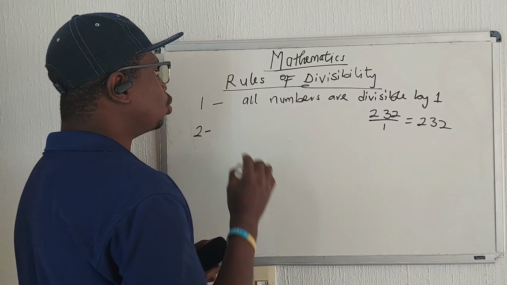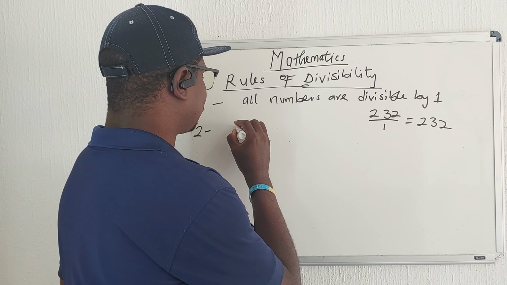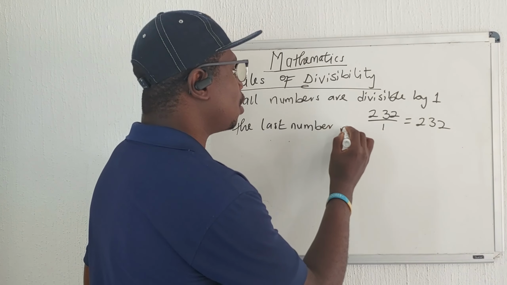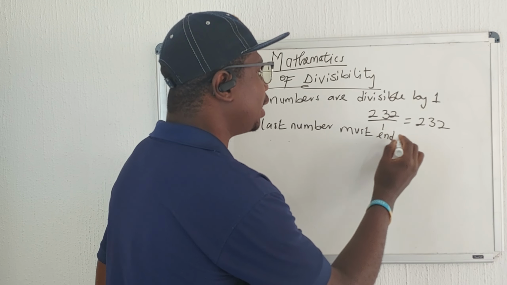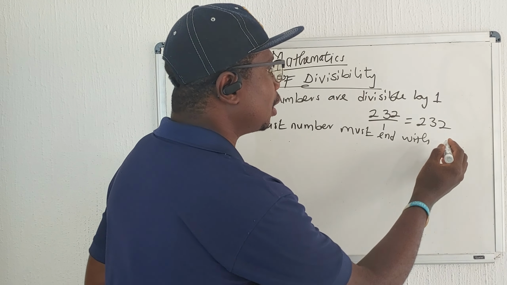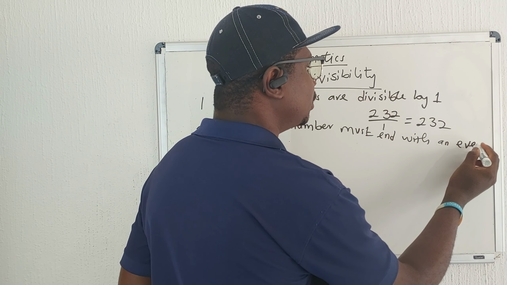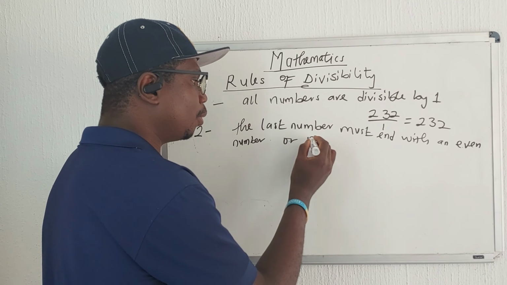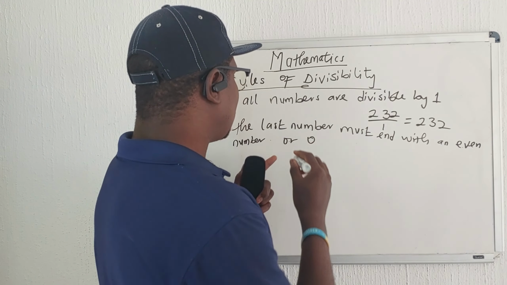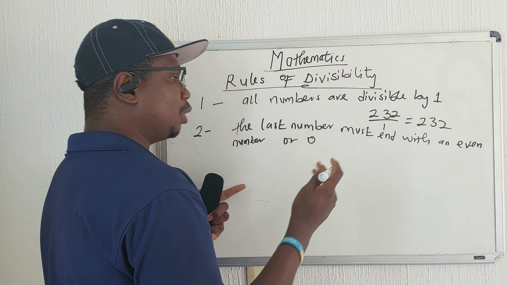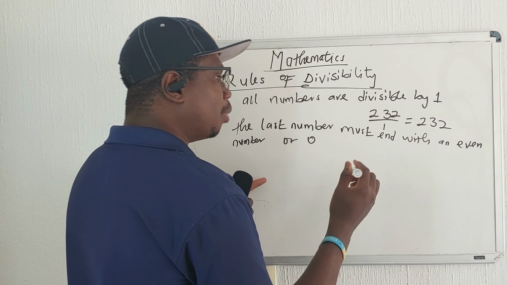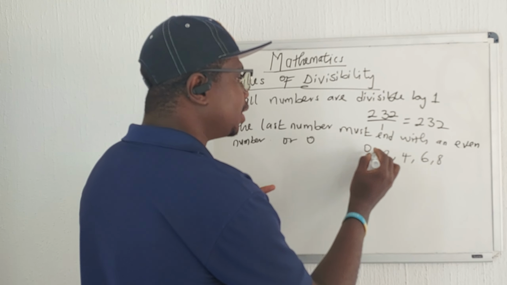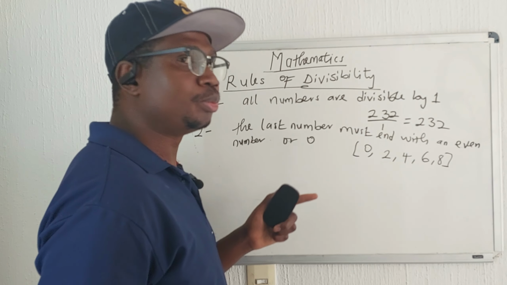Now, for 2, the test is the last number must end with an even number or 0. Now, what do I mean? For you to know a number is divisible by 2, the last number must end with an even number. What are the even numbers? 2, 4, 6, 8. Then if you include 0, it completes the test.